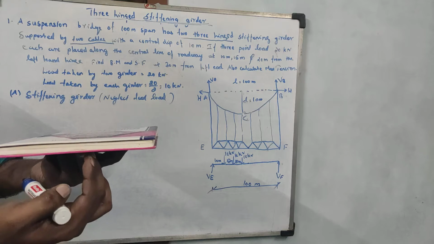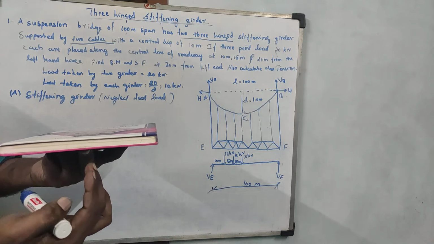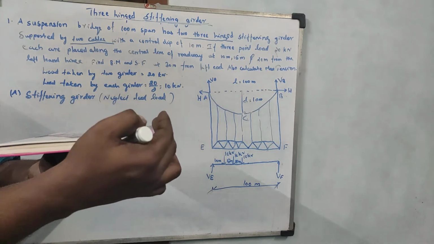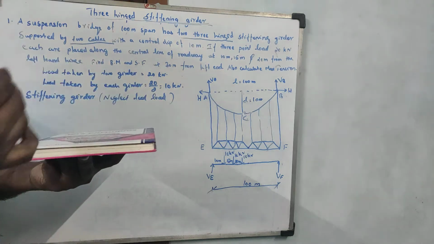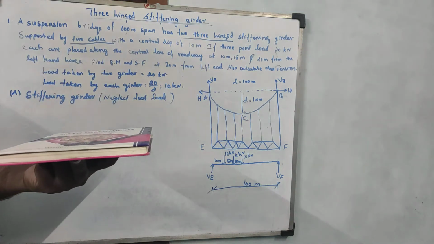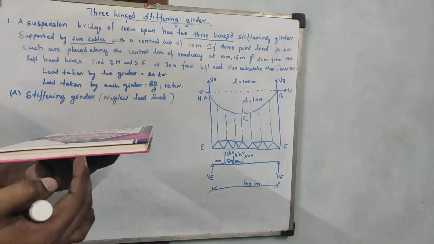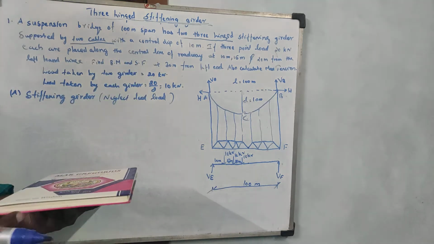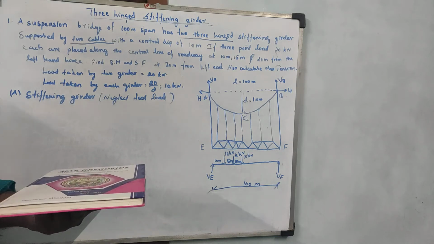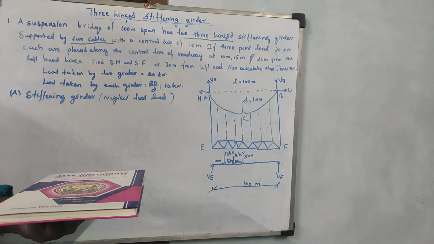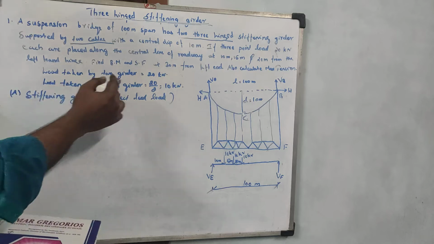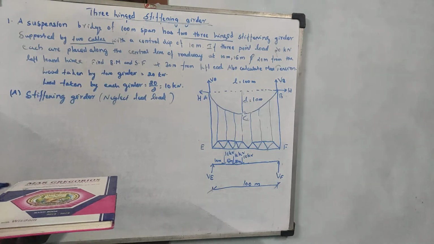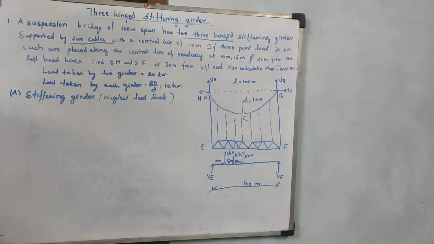But here the load is acting along the center line of the roadway. So the load taken by the two cables or two suspended stiffening girders is equal to 20 kN. But we have to analyze a single cable and girder. So load taken by each single girder is equal to 20 by 2, that is 10 kN. Okay.